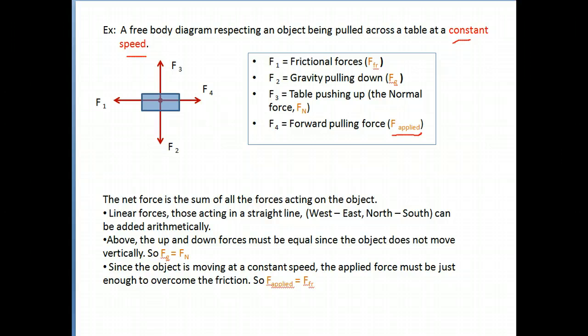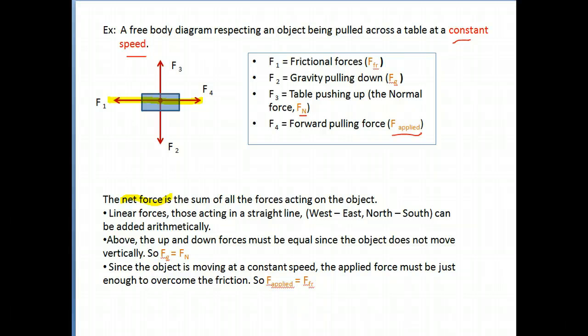So Fg, and these are subscripts, so it has to be written lower than the capital F. So that's pulling the object to the table. And since the object doesn't go into or through the table, we have a normal force that's pushing up. And what we want here is to get the net force or overall force of an object. So the net force is the sum of all forces acting on it. Linear forces are those acting in a straight line. So we'll consider those forces acting west-east, and we'll also consider the forces acting north-south.